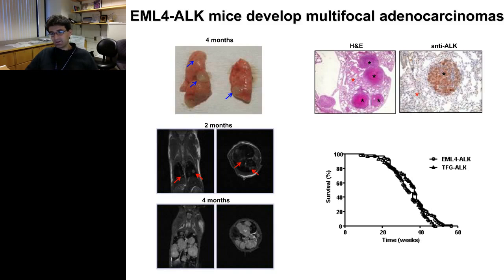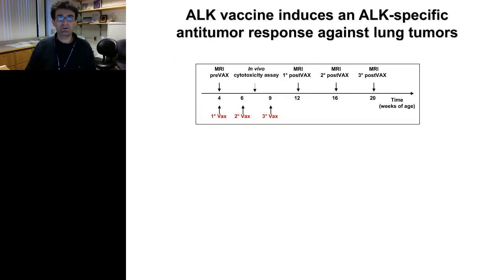You see that 100% of the mice die by 60 weeks of age, with a mean survival of about 35 weeks. So we thought that this was a good model to test the ALK vaccine against lung cancer, so we decided to go with DNA vaccination. Again, in this case, since these are primary tumors and not grafts, we decided to do 3 rounds of vaccination.